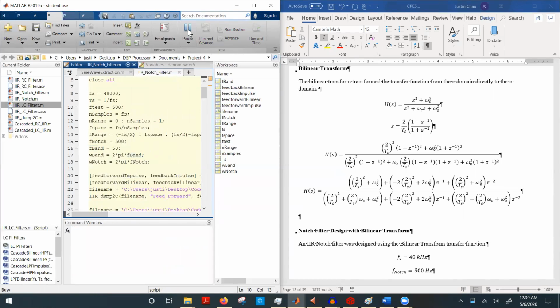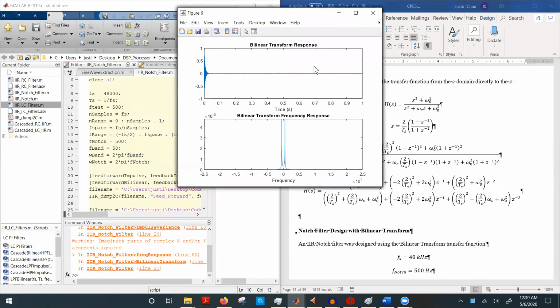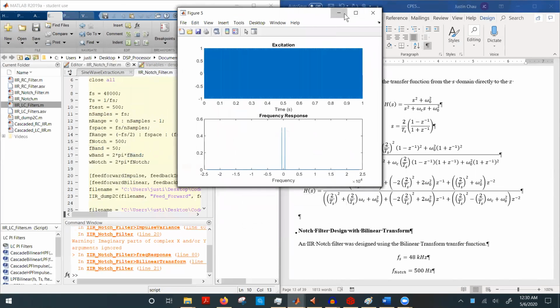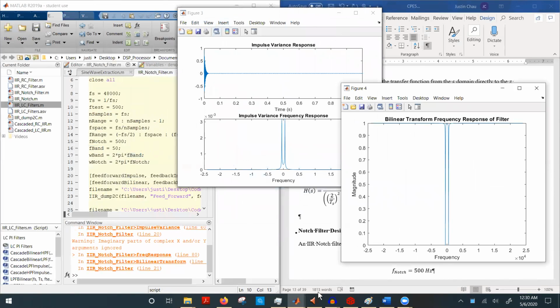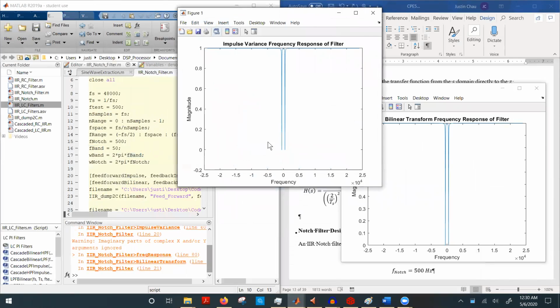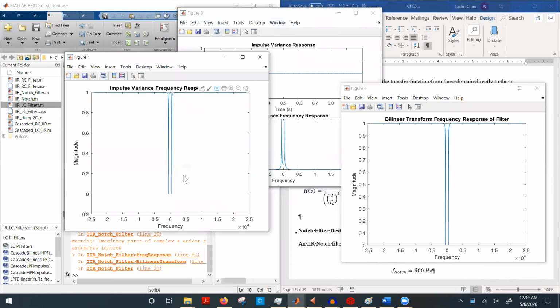So if I run this real quick. All right, so we have this. So we're going to talk briefly about what we got over here. So the impulse invariance method, we see that we have a notch at 500.